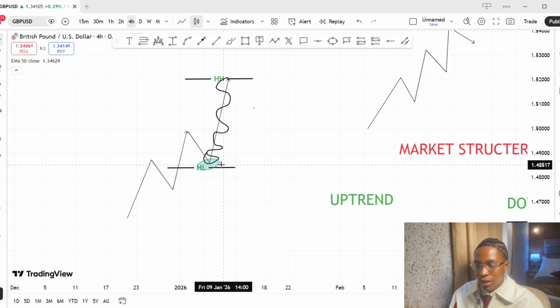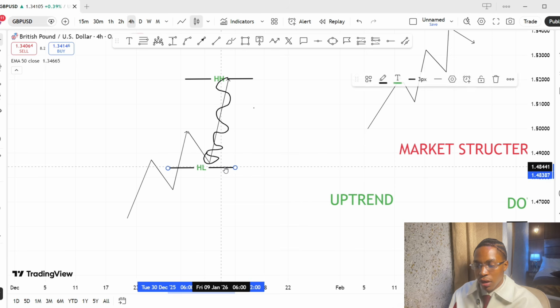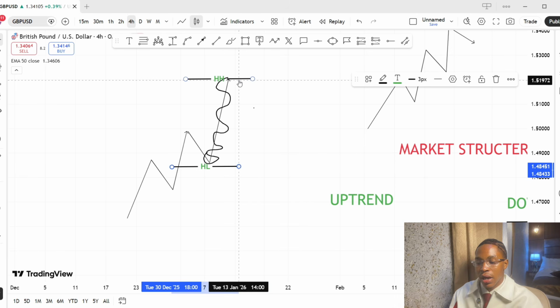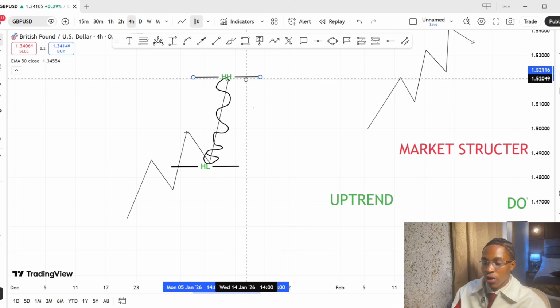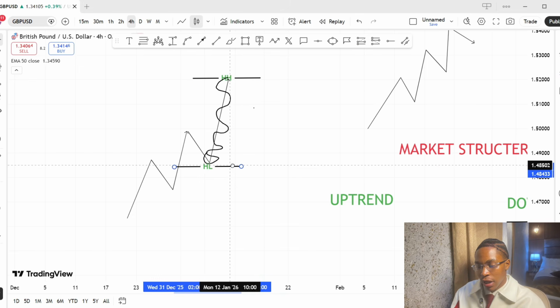I hope this gives you a little bit of understanding. This is the higher low, this is the higher high. HH is for higher high, HL is for higher low.